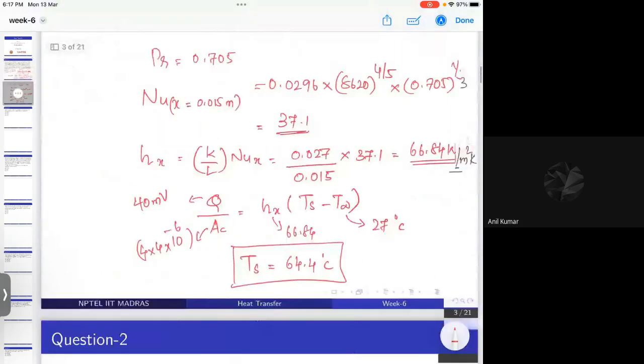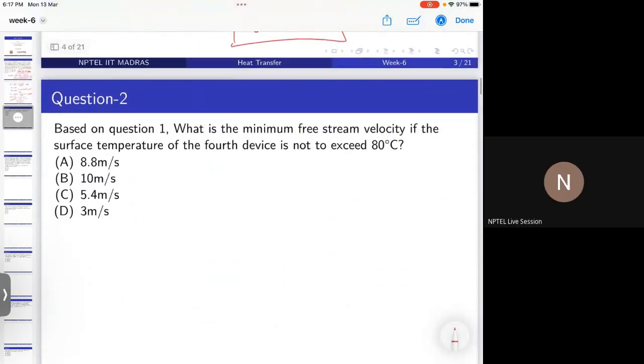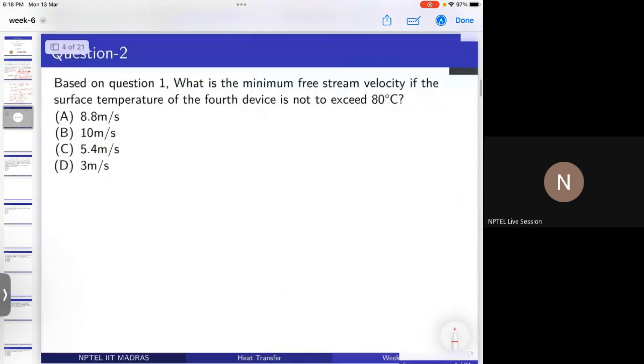Okay, sir. So we'll move to the next question. What is the minimum free stream velocity if the surface temperature of the device is not to exceed 80 degrees Celsius? Now the surface temperature is given, so we have to find out, with the same heat flux, what is the minimum air velocity we should maintain in order not to exceed 80 degrees Celsius. It's like the reverse of what we did in this question. So I think we will be able to solve it.